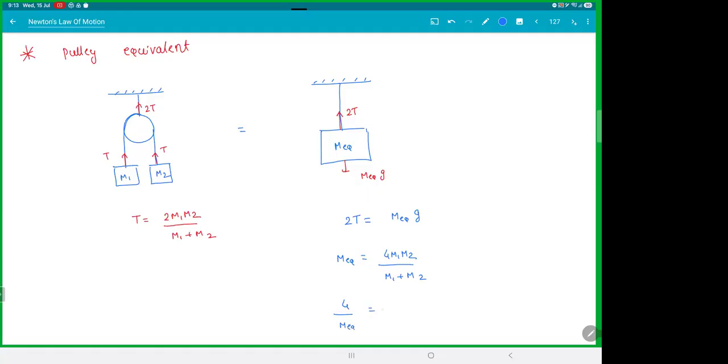Or 4 by M equivalent is 1 by M1 plus 1 by M2. That means look at the difference here. So if I replace this entire pulley thing with this block, tell me one thing. Does the ceiling know the difference between whether there is a block here or there is a pulley here? Ceiling will only think, "Arey, someone is pulling with 2T. I don't care who is that 2T. How is the 2T coming? Is it coming due to a block or is it coming due to a pulley system?"